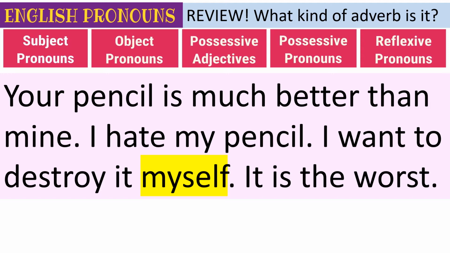Myself, once again, you should know what this is by now. Pause if you want to think. It's a reflexive pronoun and always will be. We have another it. What is it this time? It's a subject pronoun because this time it is doing the action, and therefore it is the subject pronoun.